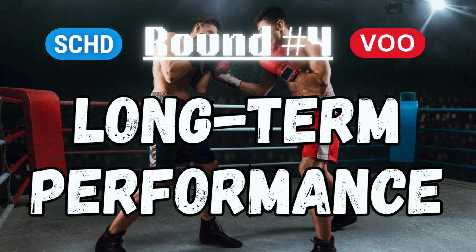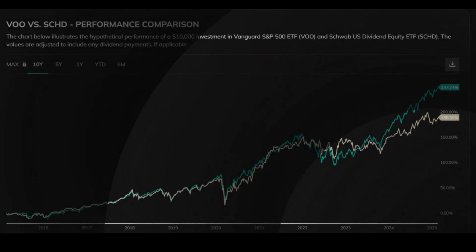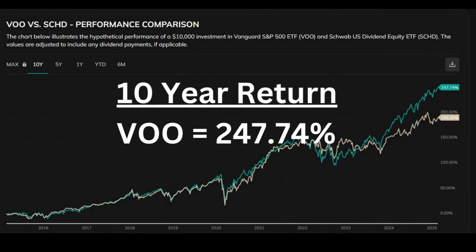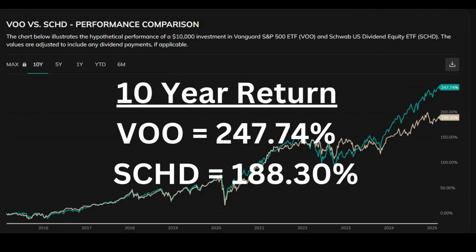Performance is key. Let's see how these ETFs stack up in different market conditions. Over the last 10 years, VOO has outperformed SCHD, delivering a total return of 247.74% compared to 188.30% for SCHD. This is largely due to VOO's exposure to high-growth technology stocks, which have led market gains in recent years.